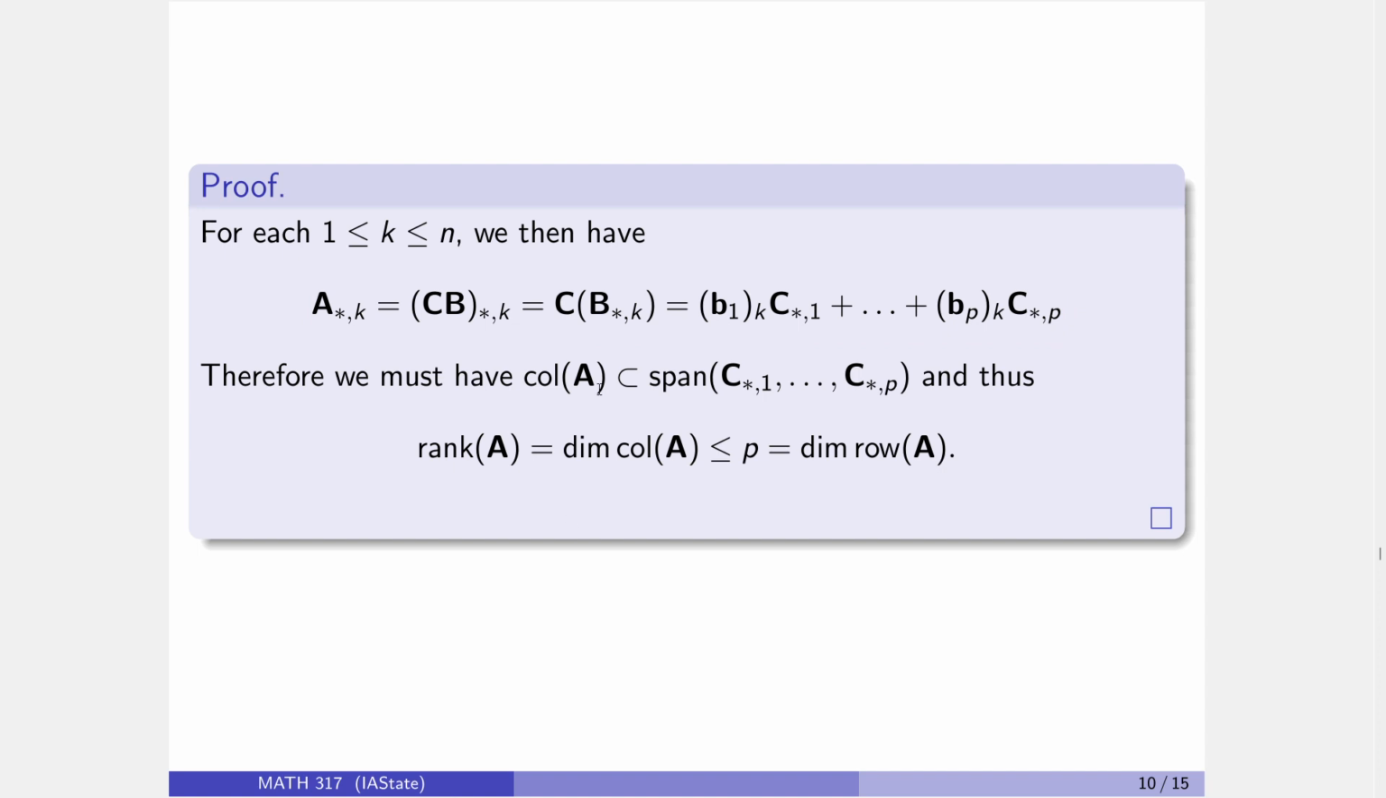So that means the column space is contained in the span of the columns of C, but how many columns of C do we have? We have P, which was precisely the dimension of the row space. And since the column space is contained in here, any basis for the column space can only have at most P elements. And there we go.